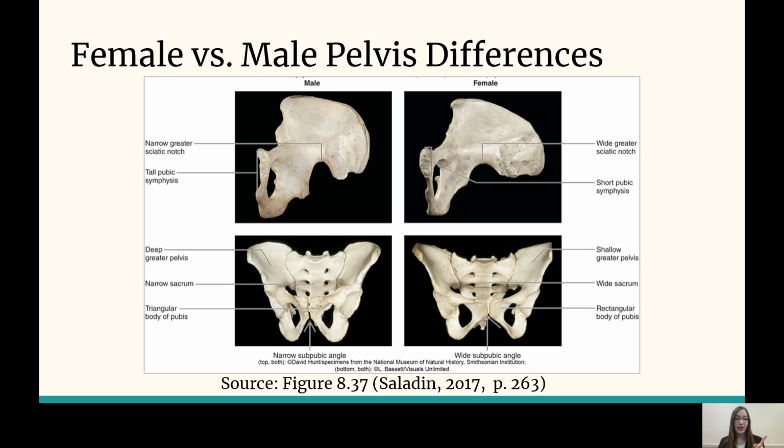So the images on the left side show a typical male pelvis, and the two on the right side show a typical female's. The female pelvis is wider and shallower, almost like a bowl, and it is designed to hold a developing fetus. But the male pelvis is narrower and deeper.